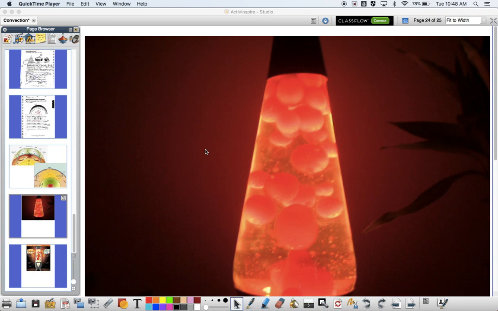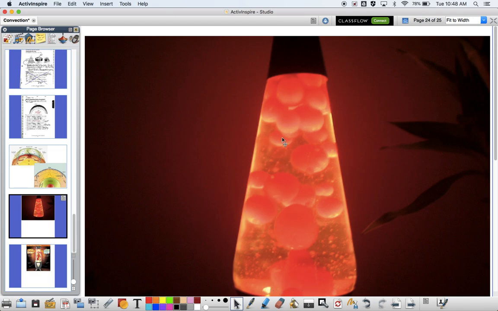So now let's focus on convection as it happens within the mantle. Just a quick review to help you understand: everybody's seen something like this in their lives. This is a lava lamp, and as you may know, they get very hot. And the heat source is down here toward the bottom.